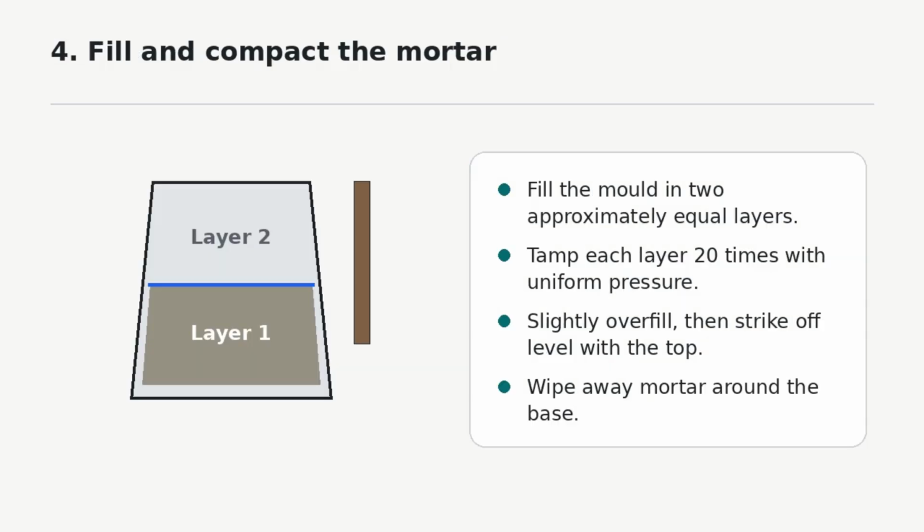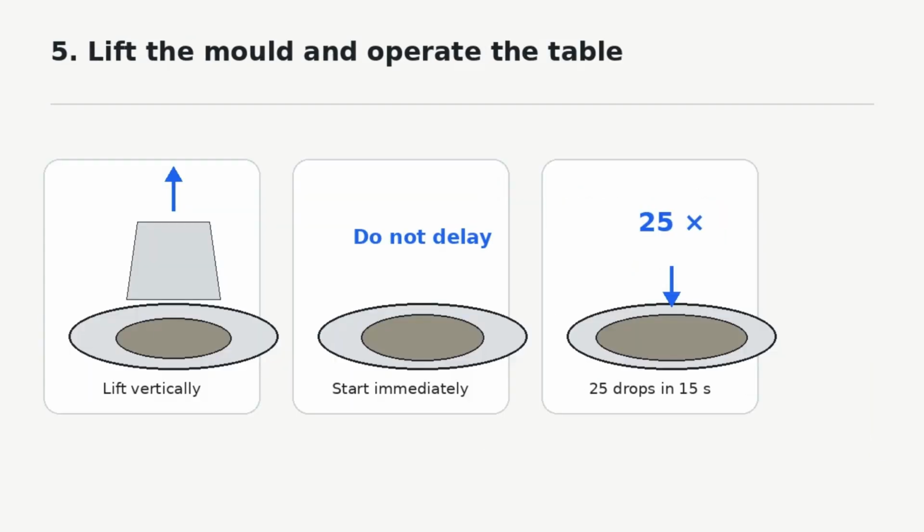Fill the mold with fresh mortar in two approximately equal layers. Tamp each layer 20 times using uniform pressure. Slightly overfill the mold, strike off the surface level with the top, and remove any mortar around the base. Lift the mold vertically without twisting.